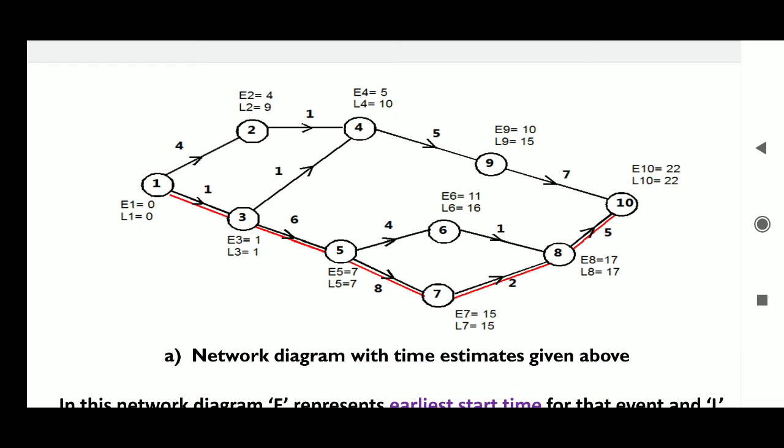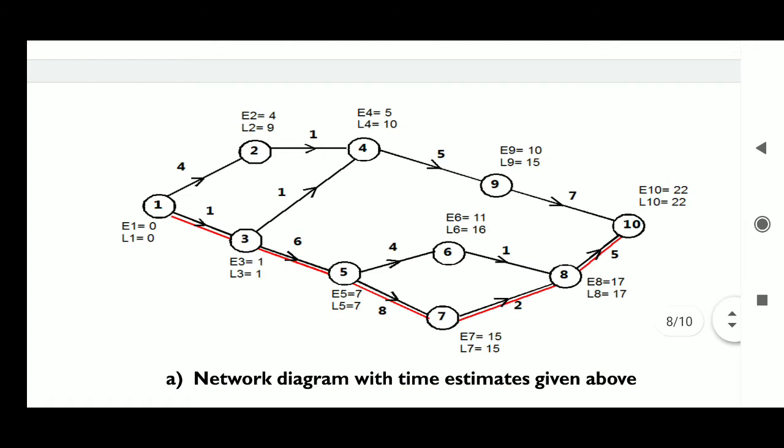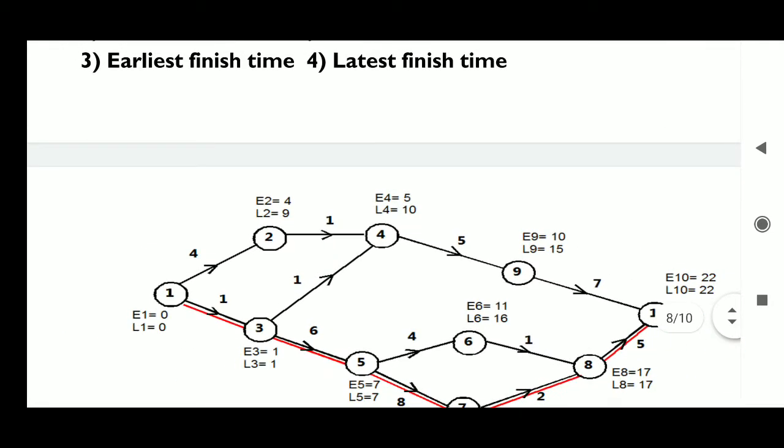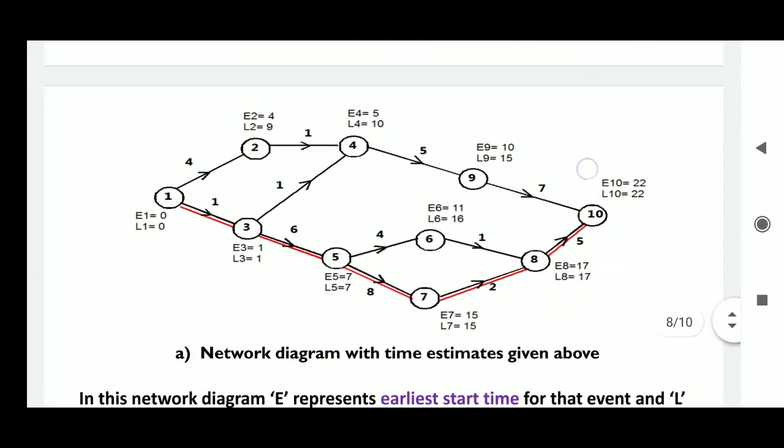On the basis of this, we have calculated what will be the duration of the project. Suppose we take the activity 2-4. Here for the activity 2-4, E2 equals 4, that is the earliest start time, and L4 is the latest finish time. Similarly, for activity 4-9, E4 is the earliest start time and L9 is the latest finish time. The earliest and latest times are indicated in the diagram.